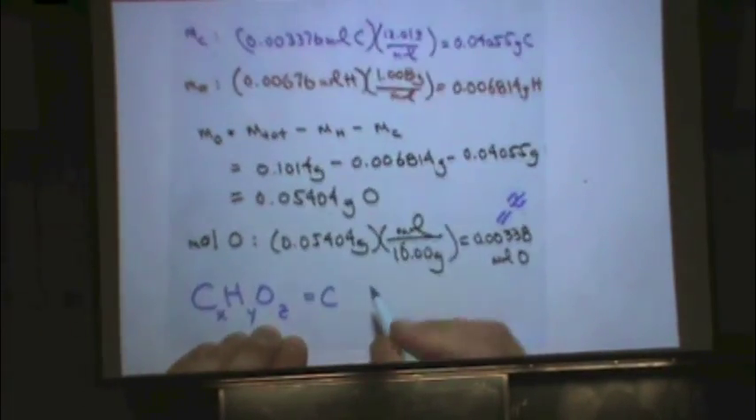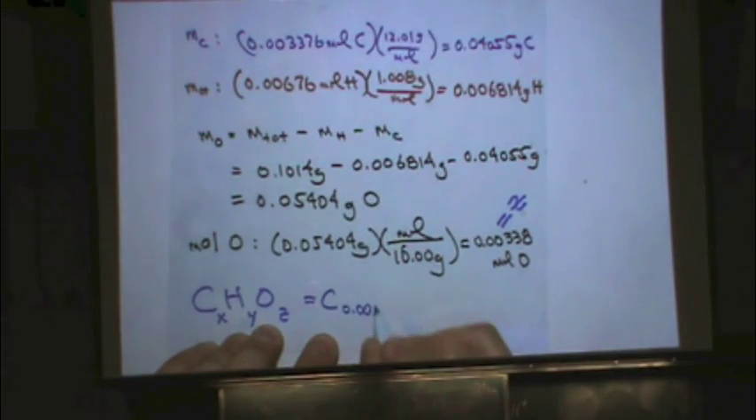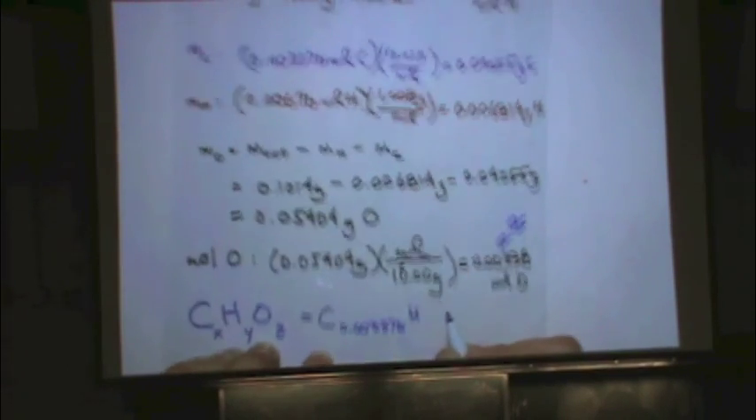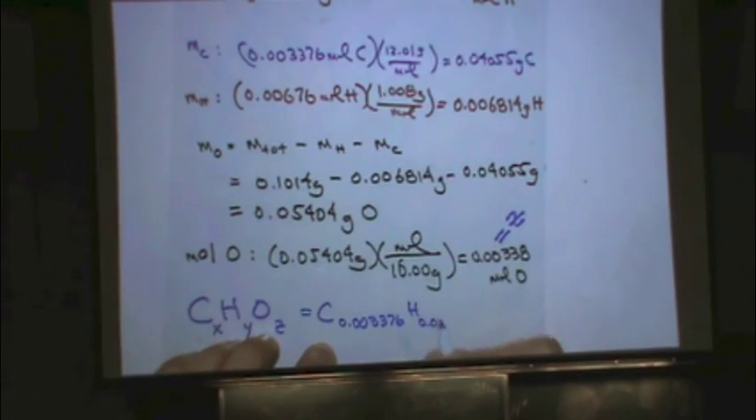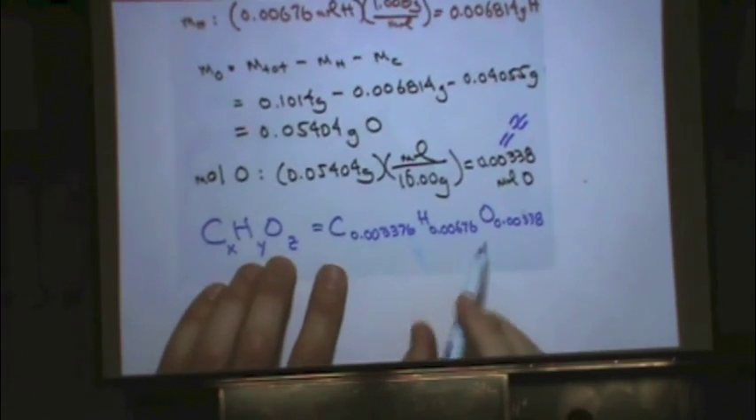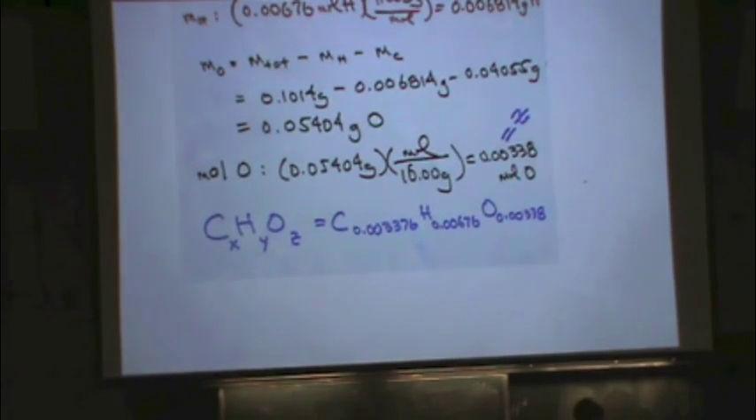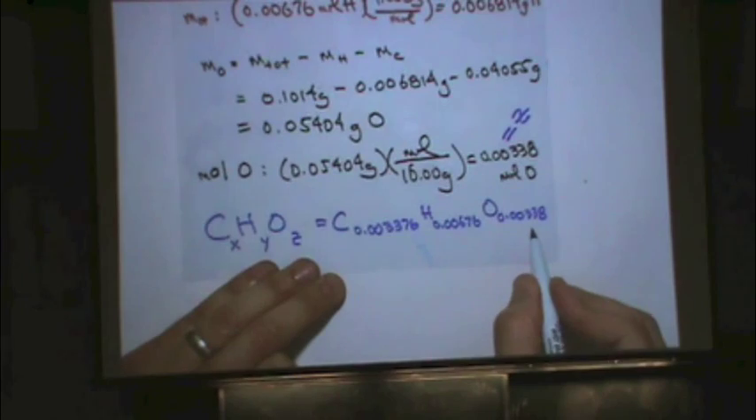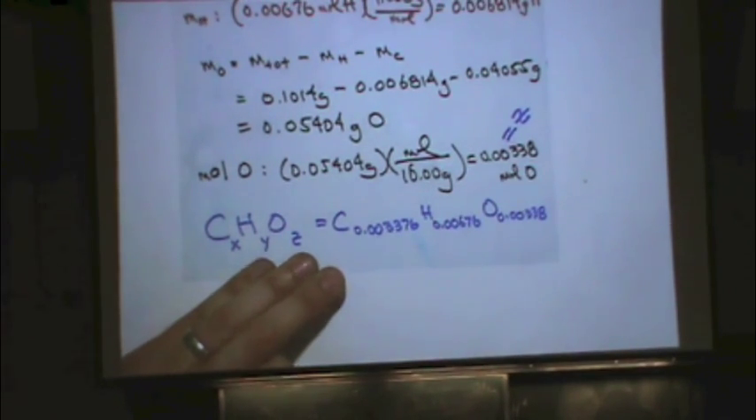That's carbon, 0.003376. Hydrogen, where's hydrogen? Oh, there it is, 0.00676. And then oxygen, 0.00338. Okay, so I put in the moles for each one. I'm almost at the end. What will I do right now? I'm going to divide by the smallest, which is X, Y, or Z.